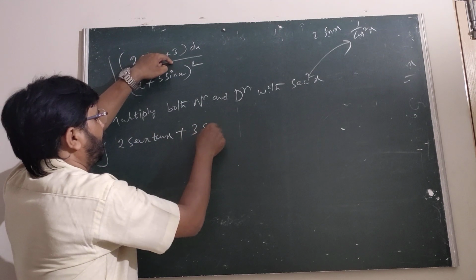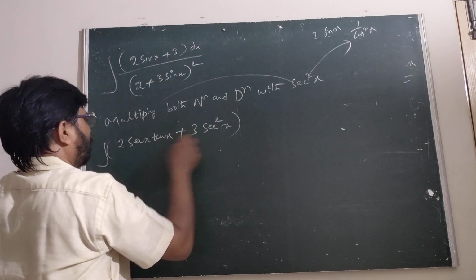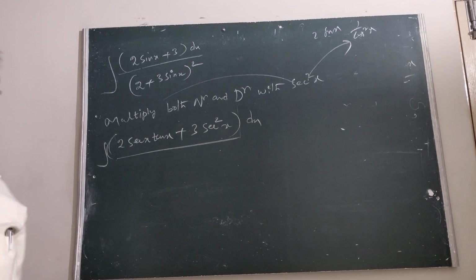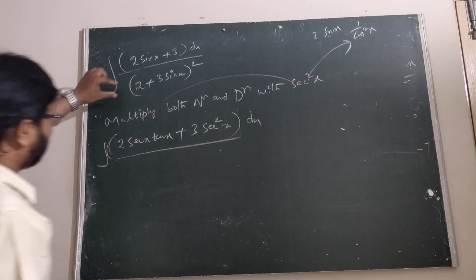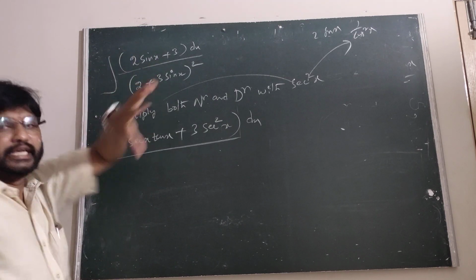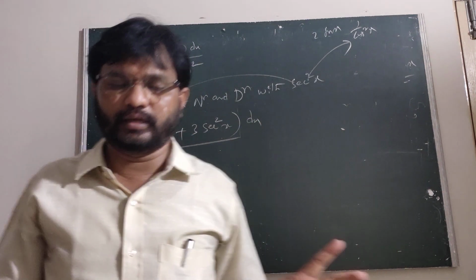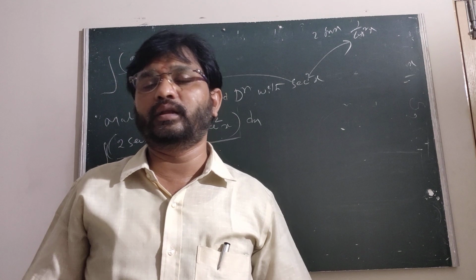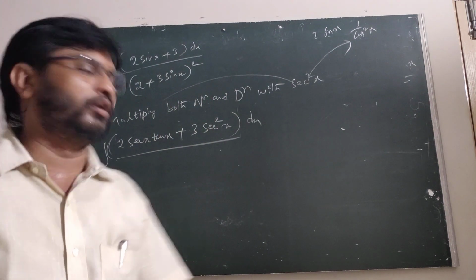Now this is 3 into secant square x, whole into dx upon, we can multiply with secant square x. This is secant square x into a square, into b square, is (a into b) whole square. When the powers are equal, a power m into b power m is (ab) whole power m.